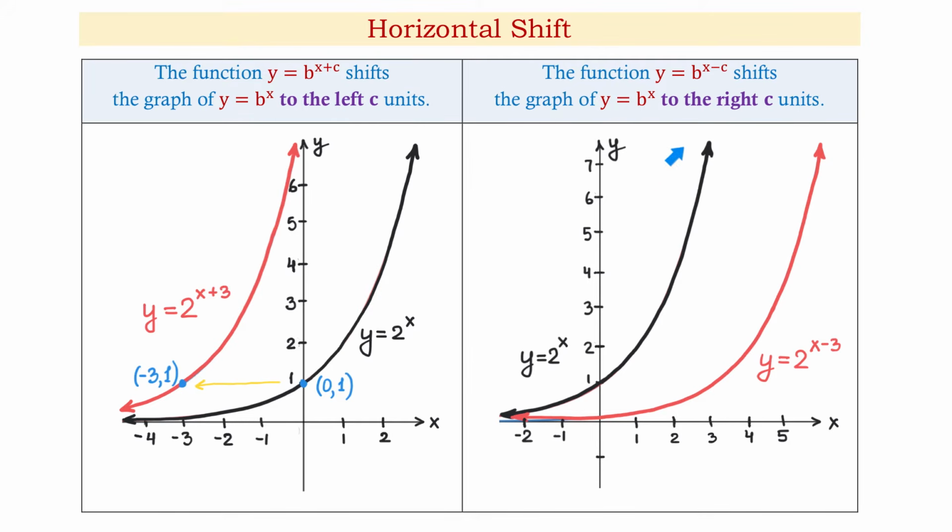And now if we subtract a positive constant c from x, then the whole graph will be shifted to the right. So here again the first function is y equals 2 to the x power, and the second function is y equals 2 to the x minus 3. So because we subtract 3, then this graph now is shifted to the right. And if this point has the coordinates 0 and 1, when the graph is shifted to the right, this point will have the coordinates 3 and 1.